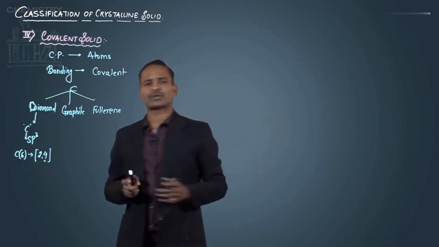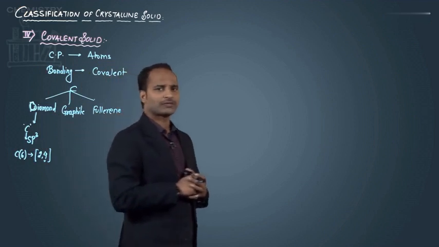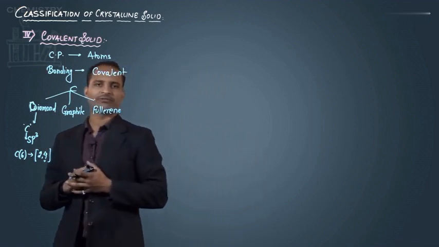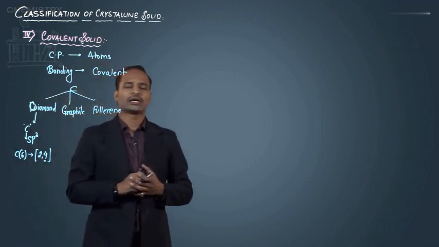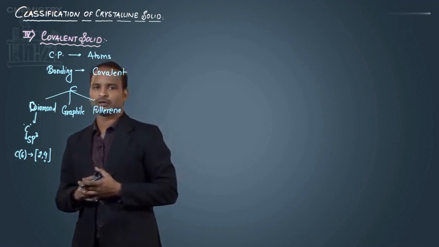In this case, the carbon atoms combine together and form a network solid. A very giant structure is formed by the carbon in the case of diamond. Diamond is considered one of the hardest substances, whose melting point is approximately 3550 degrees Celsius, and it is used for cutting glass or metals, and is also used for making ornaments.